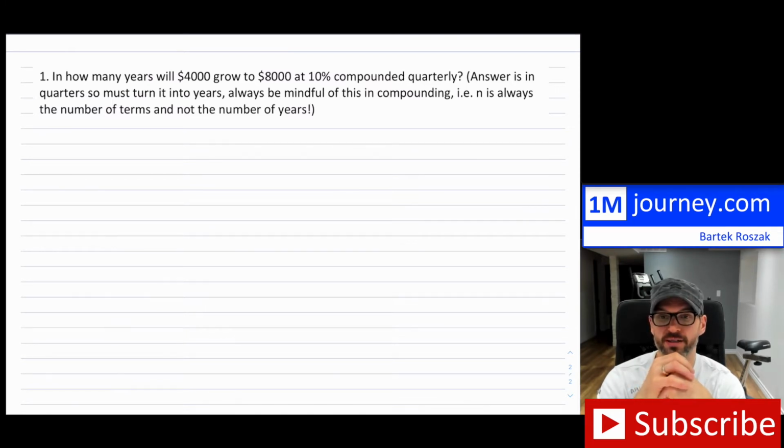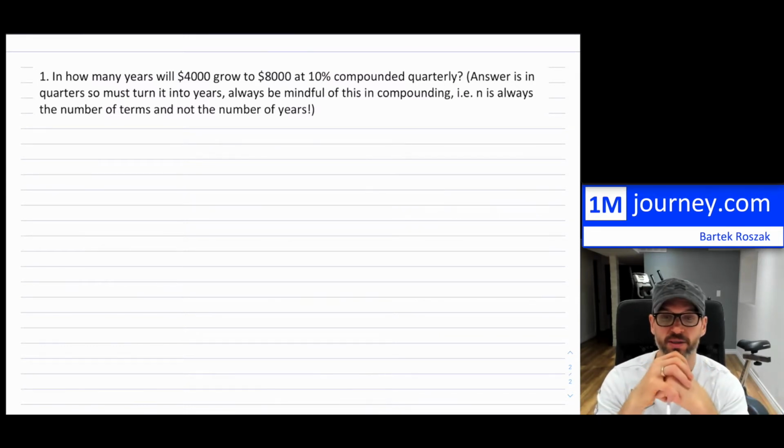One is assuming that you do not have a business analyst calculator, so you're going to just use a regular calculator, which means you're going to have to use the formula. And then the other one is using a business calculator so that you can get used to it in case you do go on and start doing business math, for example, with annuities. So let's give it a go.